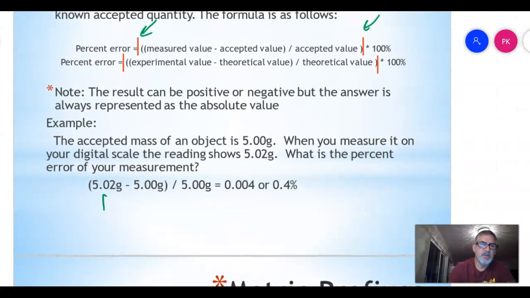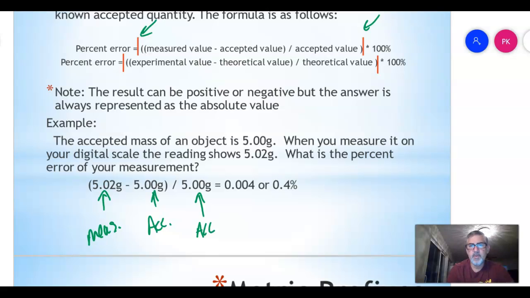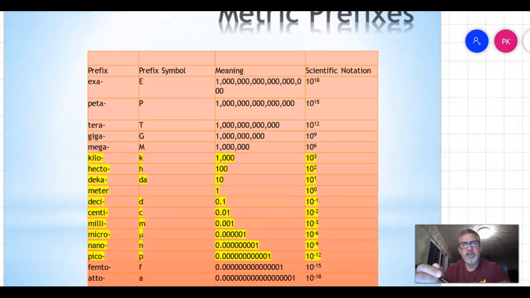So this is my measured value. This is my accepted value. And I divide that by my accepted. I get 0.004 or 0.4%. I don't care which one you leave this in if I give you a question. Just be consistent. Don't put 0.004%, because that would be wrong. So that's my percent error. These are all things you should know.